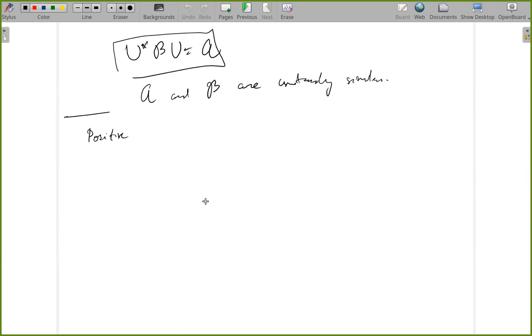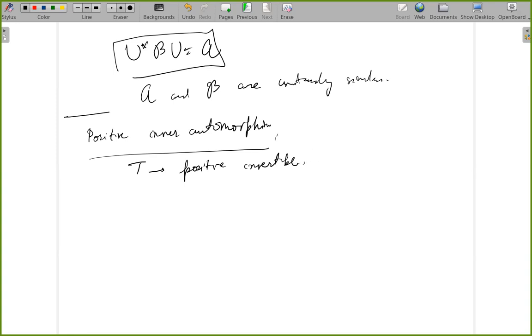All right. Positive inner automorphisms: inner automorphisms are like TAT inverse. If T is positive, then it's a positive inner automorphism. So T is a positive invertible operator. That is going to be our assumption throughout.